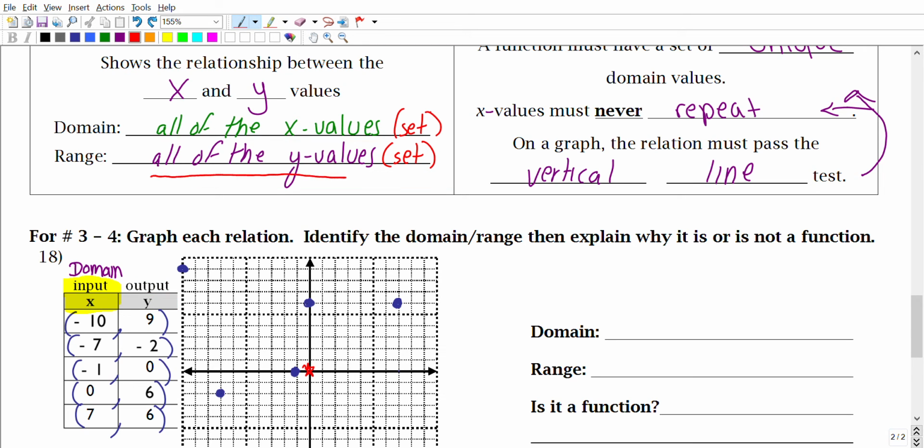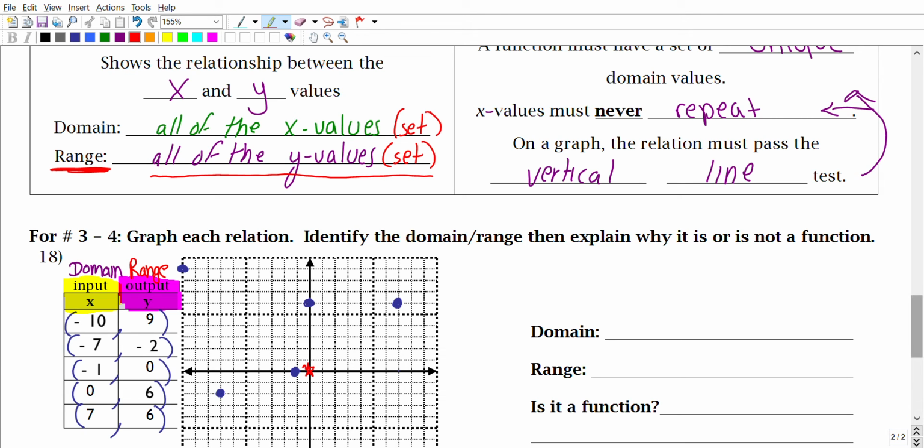All of the y values is what's called the range. So right here is the range. All right, good. So let's go ahead and identify then what our domain and range is.